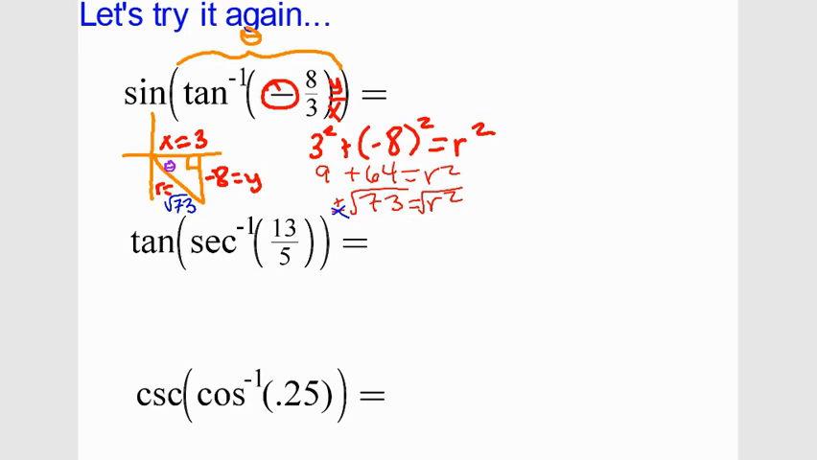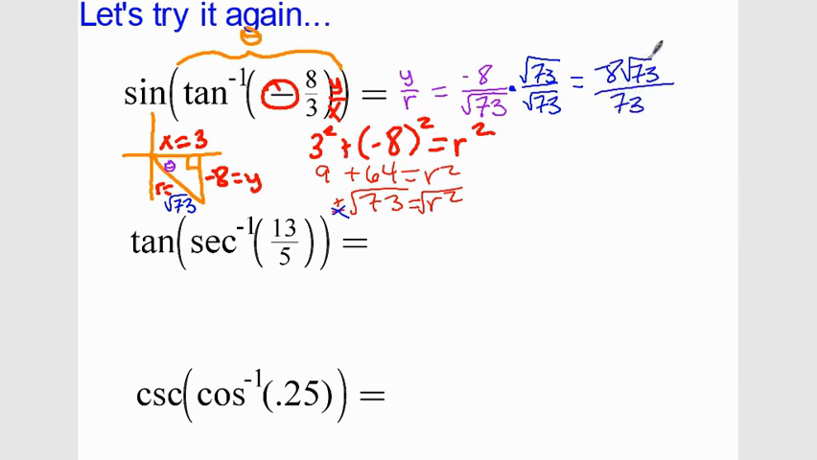They want sine of the angle whose tangent is negative 8 over 3. Well, sine is y over r. So our y value is negative 8. Our r value is root 73. And are we finished? It feels like we should be, but we've got one more step. We've got to rationalize that denominator. So I'm going to multiply the denominator by root 73, multiply the numerator by root 73, and that equals negative 8 root 73 over 73.